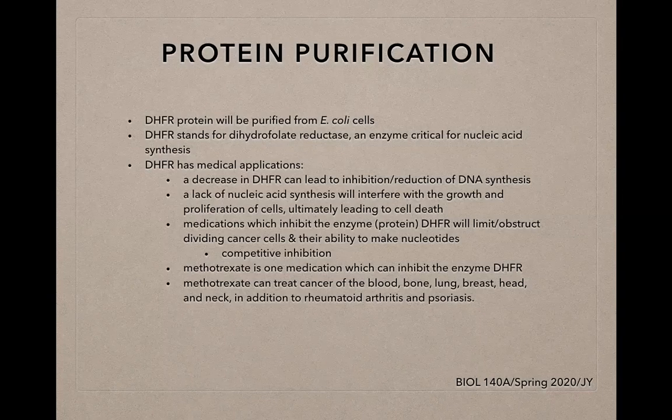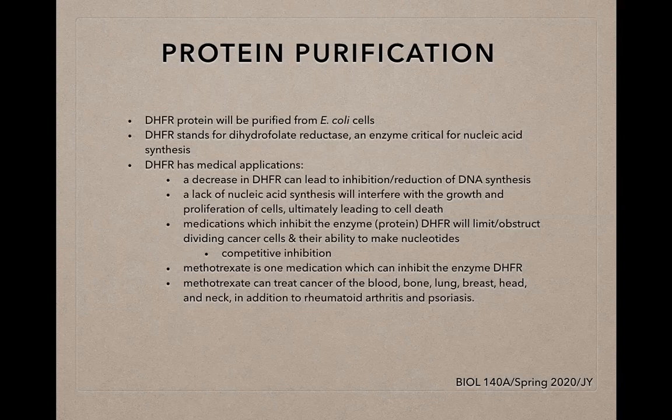The protein DHFR has medical applications. For example, a decrease in DHFR can lead to inhibition of DNA synthesis. Essentially, a decrease in DHFR will lead to impeded growth and proliferation of cells, and this will ultimately lead to cell death. So in instances when you have an overgrowth of cells, you need to reduce the activity of DHFR so you can reduce the growing or proliferation of cells.